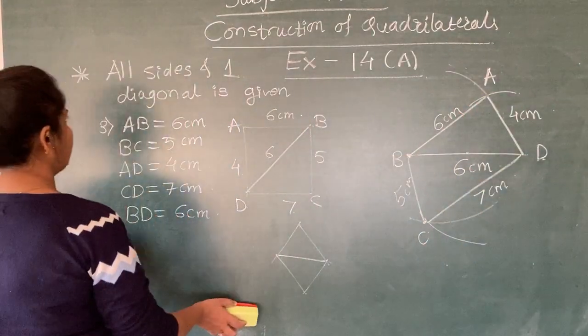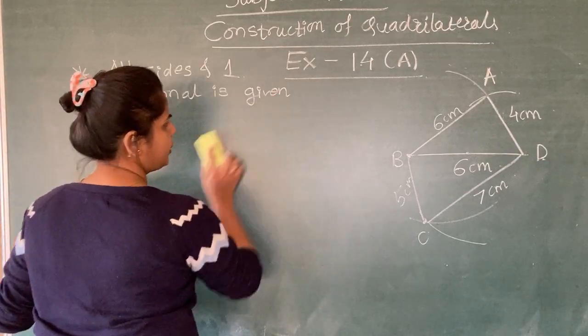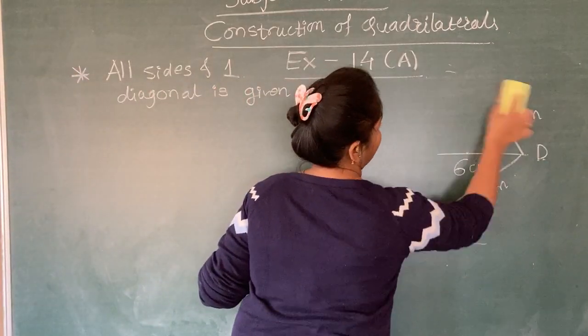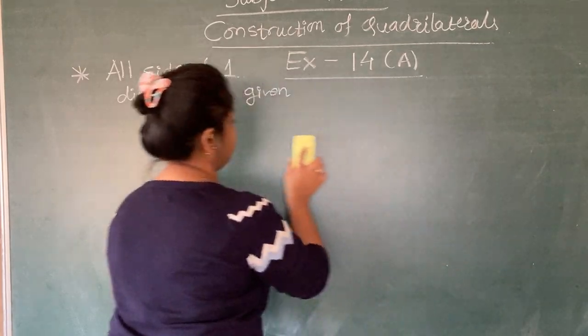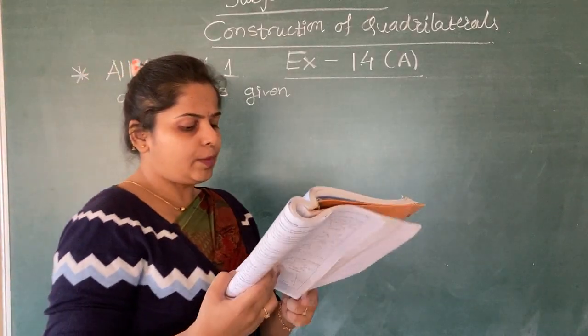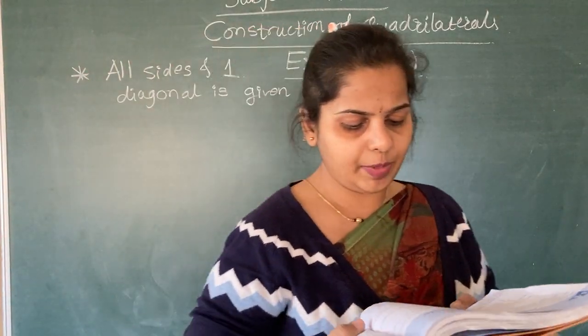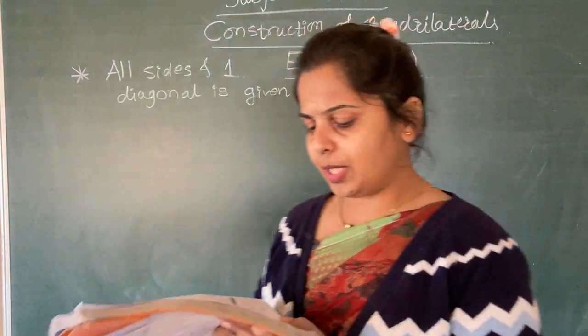The last one, question number 4. I'll read the question for you, and you have to see what can be done in that. Okay, we will discuss it, but I won't tell you the answer. You have to find out the answer for the reason. I'll read the question for you. Is it possible to construct a quadrilateral ABCD in which AB, BC, CD, DA, and BD are given?